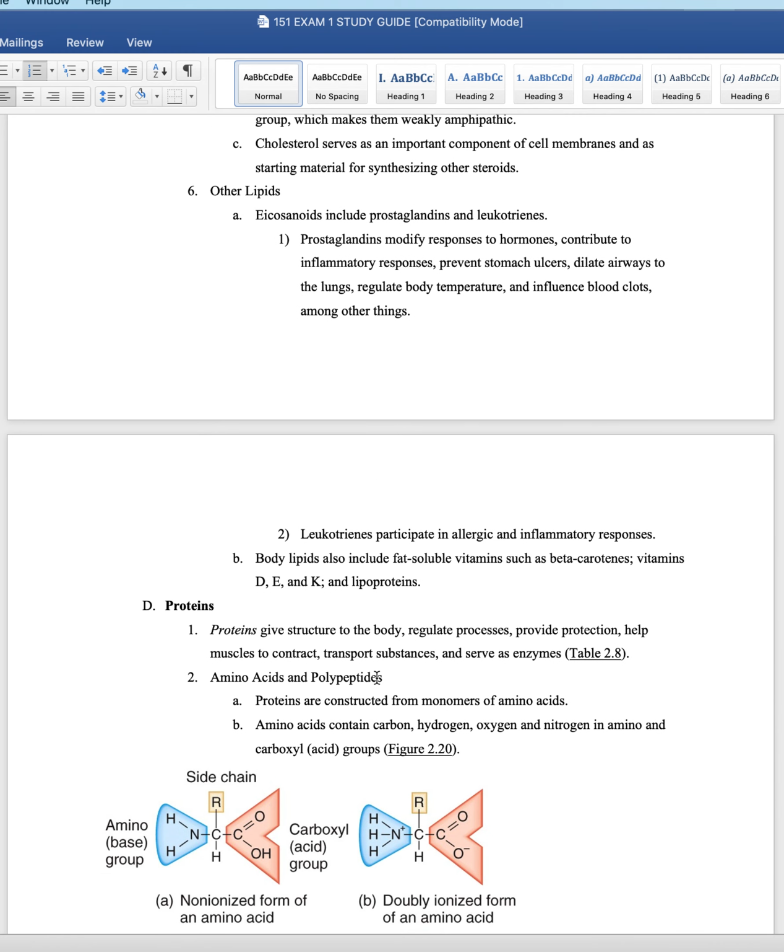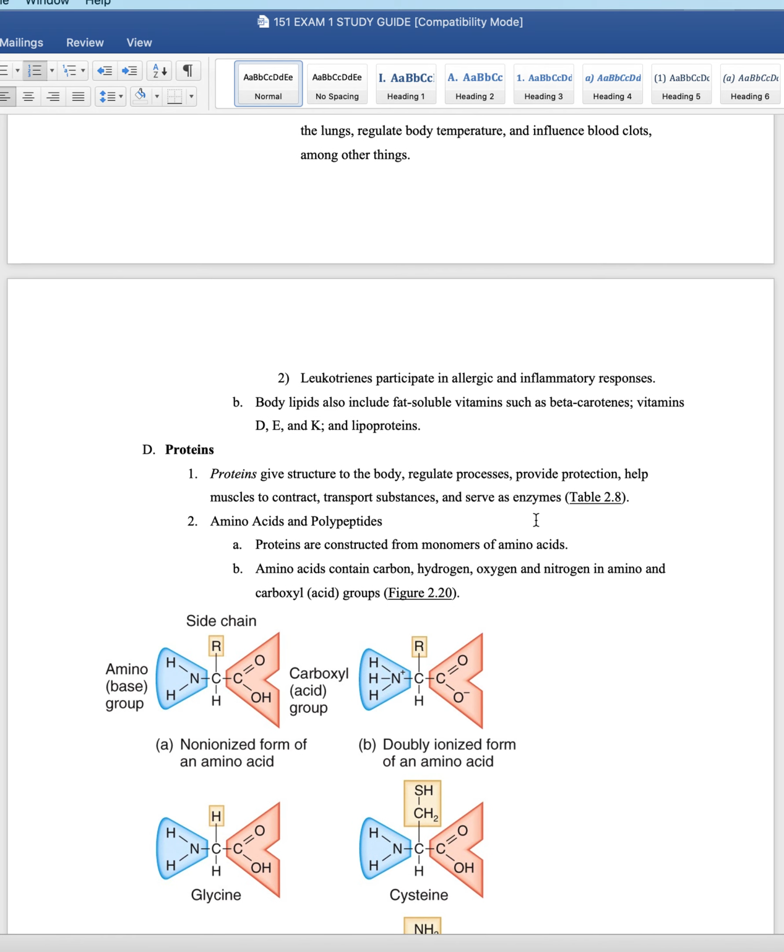Other lipid molecules are going to include prostaglandins and leukotrienes, involved in inflammatory responses and helping in regulation of body temperature. Leukotrienes are going to help again with allergic and inflammatory responses as well. And some body lipids are going to include some of your fat-soluble vitamins. Beta carotene is a good example. Vitamins D, E, and K are good examples, and lipoproteins.